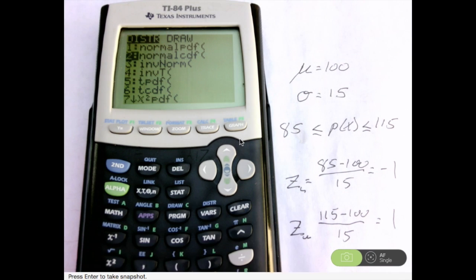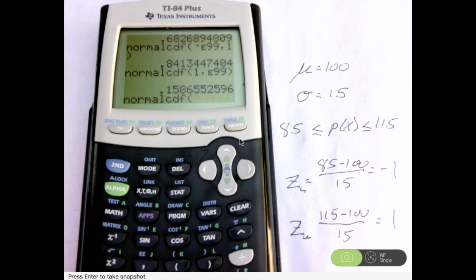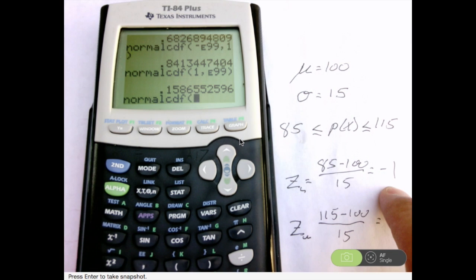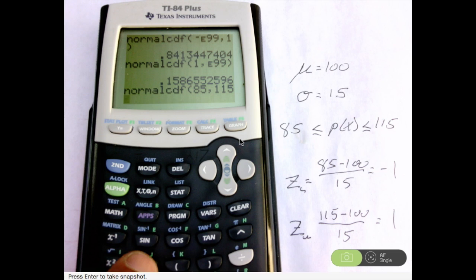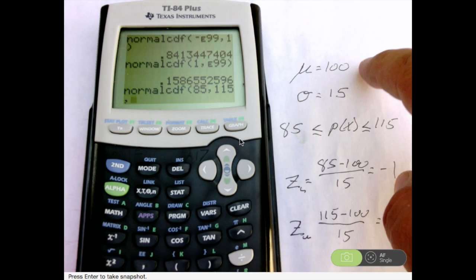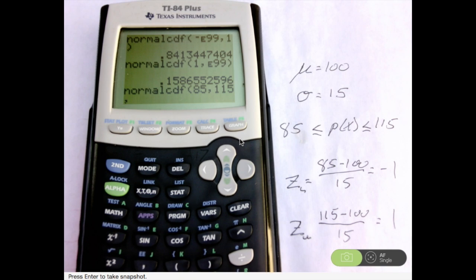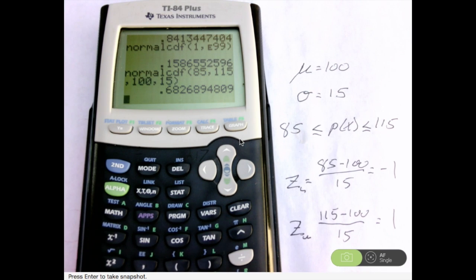I'm going to go back to my normal distribution, but this time instead of hitting my z-scores, I'm going to actually hit my lower and upper bound numbers. So instead of -1, which is my lower bound z-score, I'm just going to hit 85, comma 115, comma, which is my upper bound score. But I need to tell the calculator a few more things. I need to tell it what the population mean and standard deviations are. Starting with the mean, which is 100, standard deviation of 15, and again we get the same thing we did the first time.